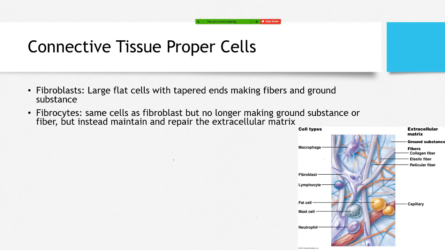Some of these fibroblasts are going to be transformed into what we call fibrocytes. The word cytes here means cells. And these fibrocytes lose the function of making ground substance. They lose the function of making protein fibers. However, they still help maintain and repair the extracellular matrix.